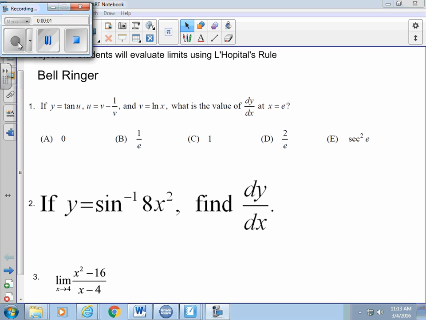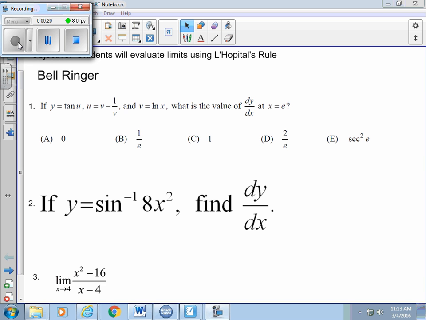Okay, if y equals tangent of u, u equals v minus 1 over v, and v is natural log of x, what is the value of dy/dx at e? You have a lot of ways you can do this. You can do it more symbolically, or you could just plug everything in to begin with.